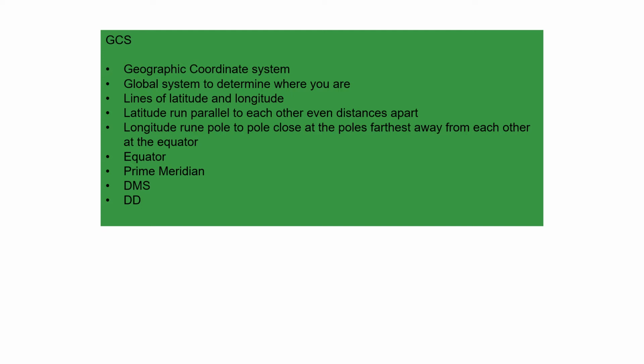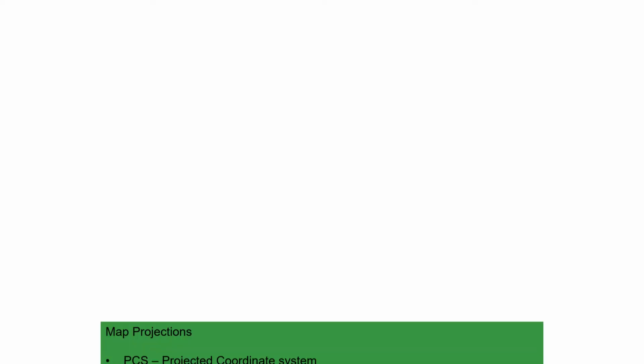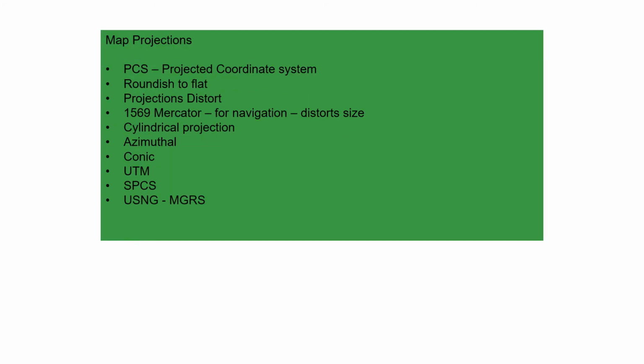The prime meridian is the longitudinal line from which we start measuring east and west. Degrees, minutes, and seconds, and decimal degrees are how we calculate these angular degrees in GCS. We can't visualize geographic coordinate systems. They create too much distortion. And they're for objects that are rounded, so you can't measure things like distances and areas very well.